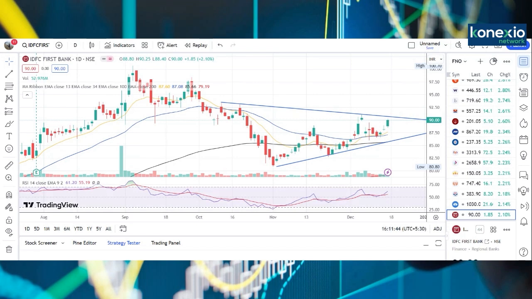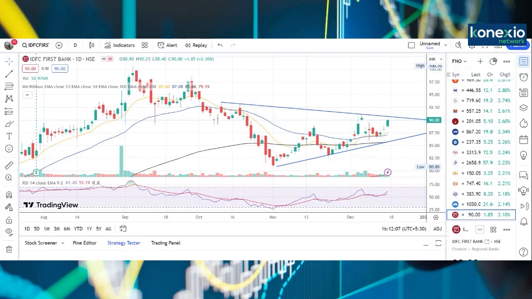For the last couple of months, the stock has been in consolidation mode after a correction, and in that consolidation mode, it has formed a triangular pattern. So the stock is on the verge of a breakout. The momentum indicator RSI is also bullish, with a positive signal in the comfort zone. So definitely the stock can give a decent return in the short to medium term.